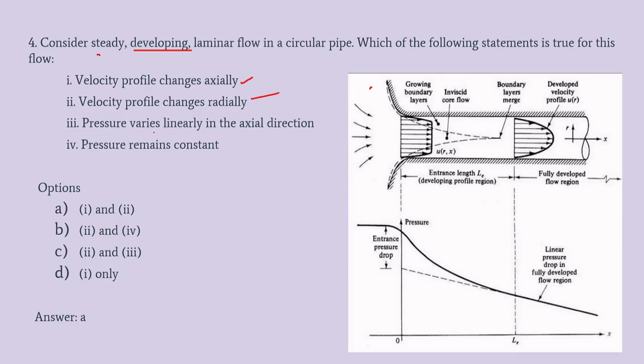And pressure varies linearly. This one, the linear variation of pressure in the axial direction, is a characteristic of developed flow. Here you can see, pressure remains constant. That cannot be possible. If the pressure remains constant, then the flow won't be there. So the answer is option A, that is 1 and 2, that is velocity profile is changing in both the dimensions.